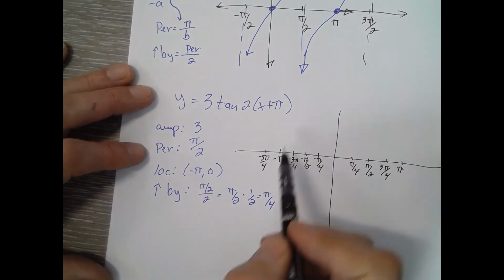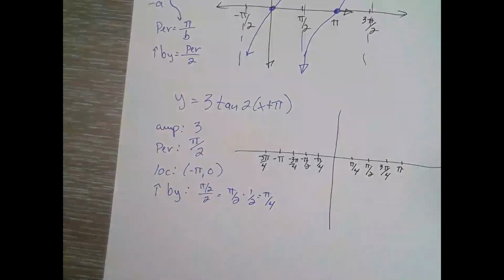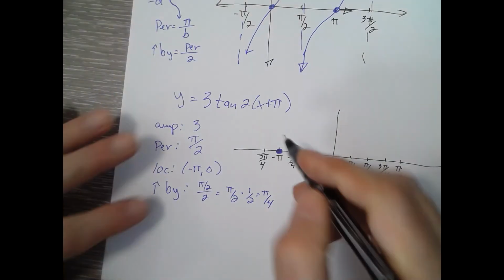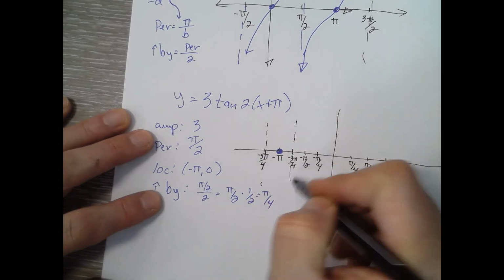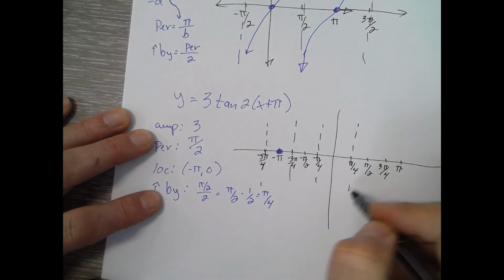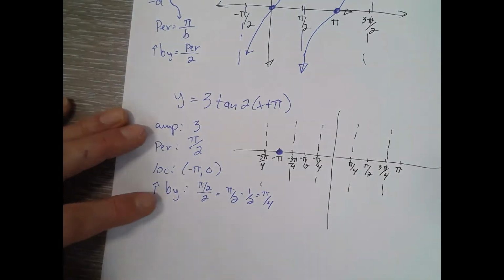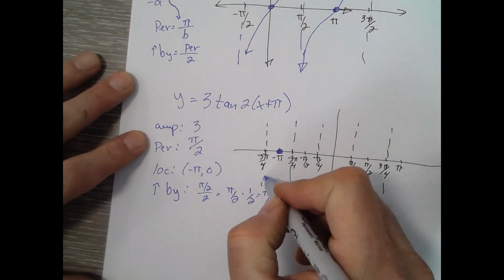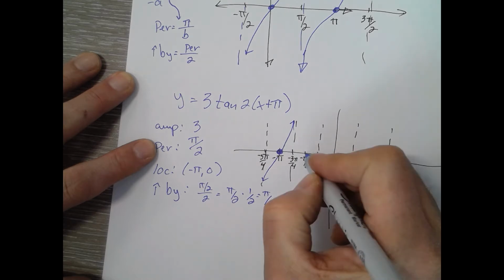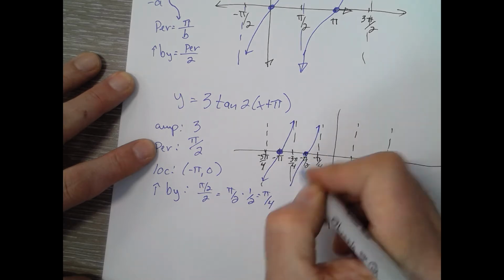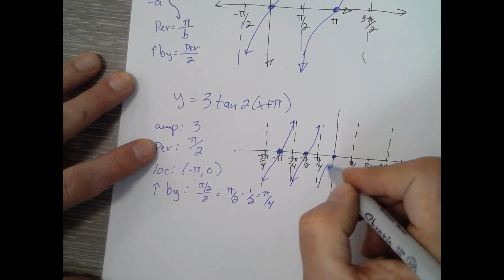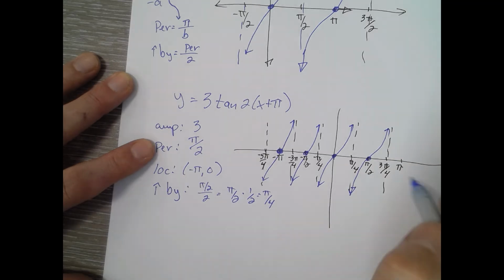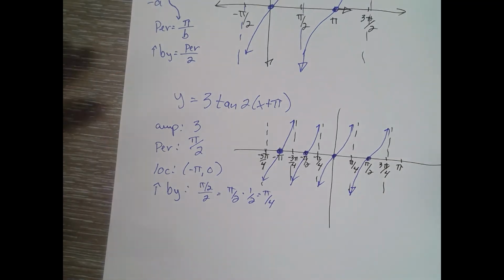Remember, if this is my locator right here, half of the curve is going to be on the right, half is going to go on the left. So your asymptotes are going to look like this. And then it's a positive amplitude, so it's going to go up like that. The amplitude doesn't really mean so much other than whether it's positive or negative. The magnitude of the amplitude, like how big it is, I don't care.